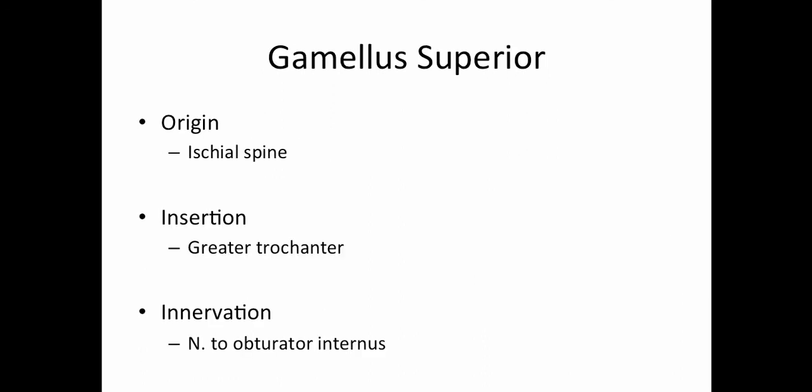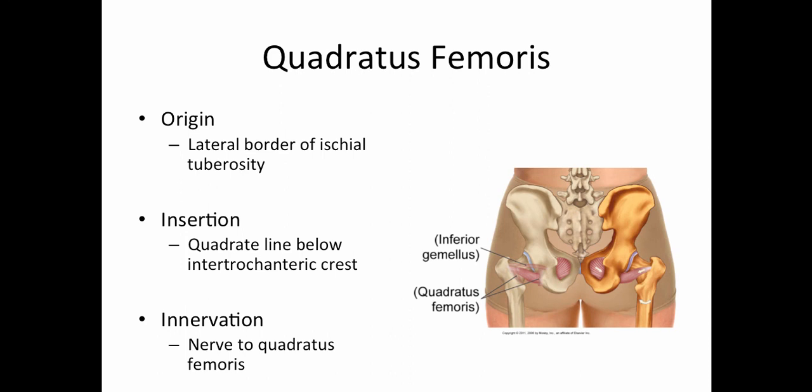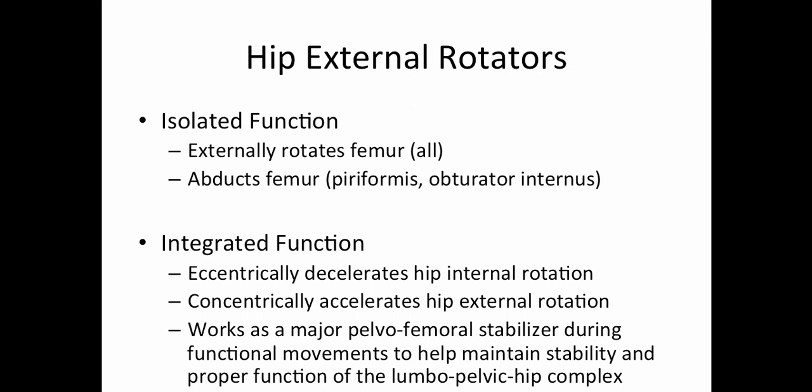The gemellus superior originates on the ischial spine and inserts on the greater trochanter, while the gemellus inferior originates on the ischial tuberosity and inserts on the greater trochanter. The quadratus femoris originates on the lateral border of the ischial tuberosity and inserts on the quadrate line below the intertrochanteric crest. The isolated function of the hip external rotators is to externally rotate the femur. The piriformis and the obturator internus abduct the femur.